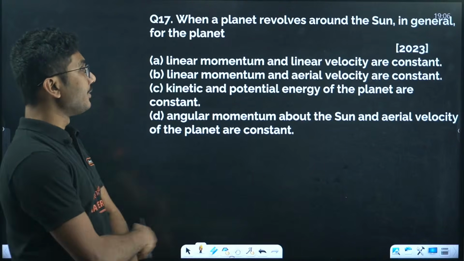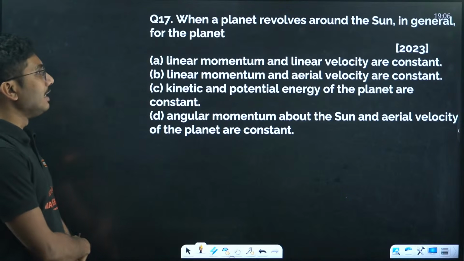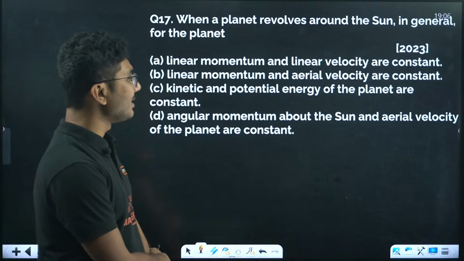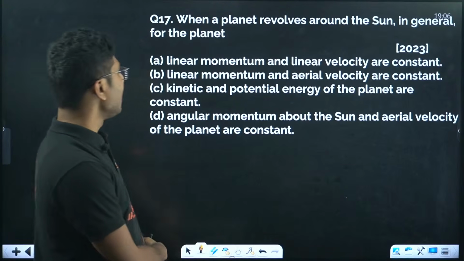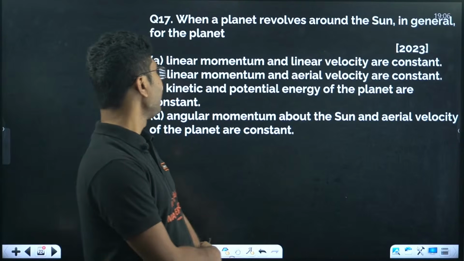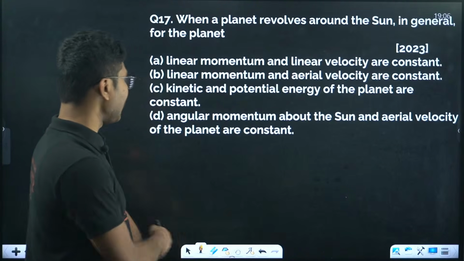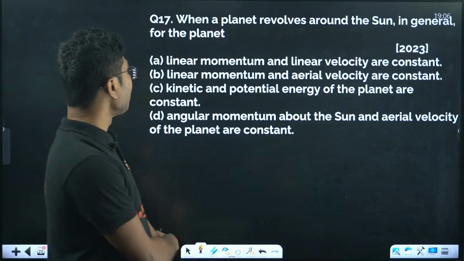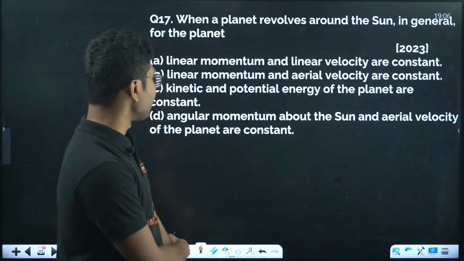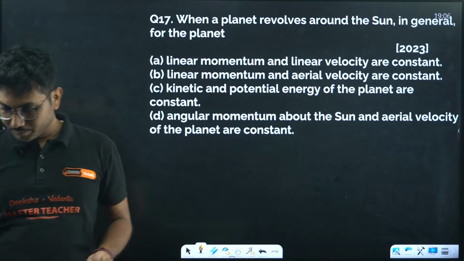When a planet revolves around the sun, in general for the planet: linear momentum and linear velocity are constant; linear momentum and areal velocity are constant; kinetic and potential energy of the planet are constant; angular momentum about the sun and areal velocity of the planet are constant. Let's see who can answer this one.